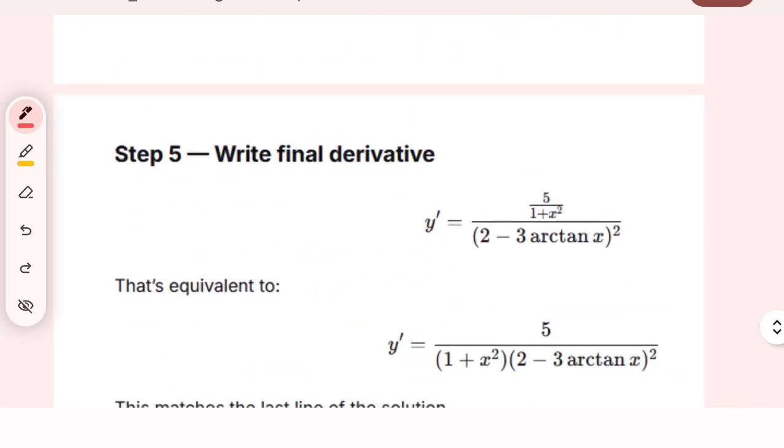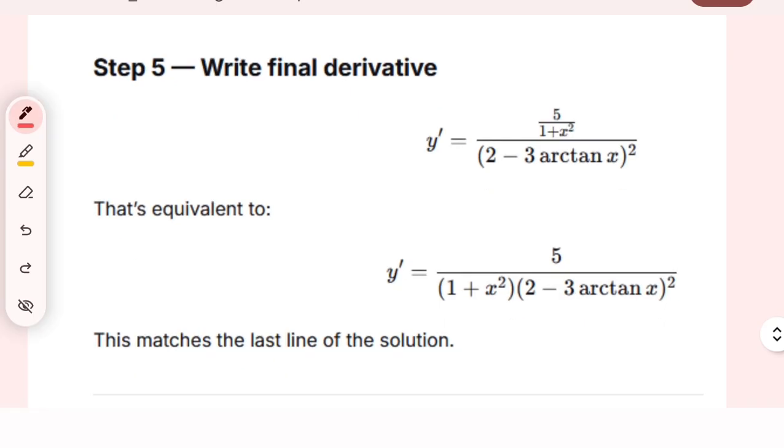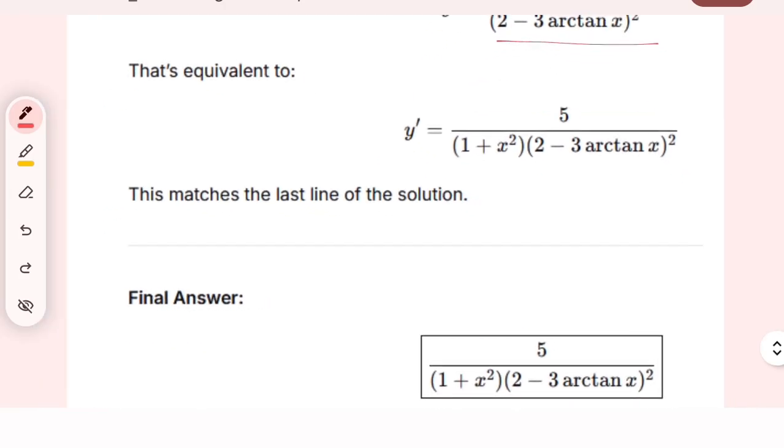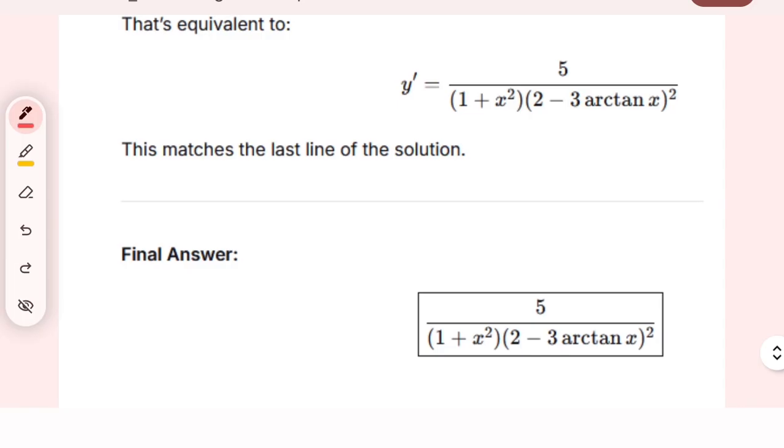Of course, we go back to the derivative. Remember the derivative, that's actually the denominator. And then you simplify again until you cannot simplify anymore. So the final answer would be this one. That's the final answer: 5 divided by 1 plus x squared times 2 minus 3 tan x.